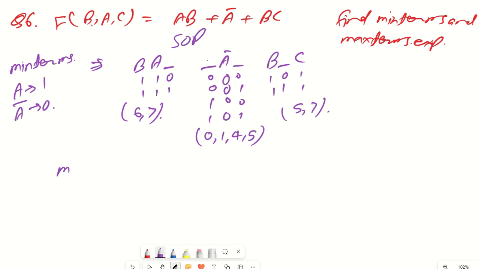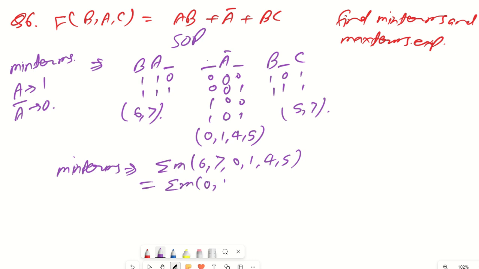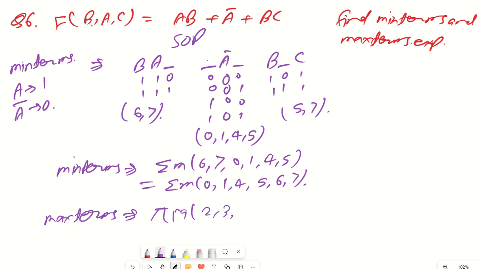So the min term expression is going to be the summation of terms like 6 7, 0 1 4 5 and 7 is done. So if you rearrange them, it is going to be summation of 0 1 4 5 6 7. And if you find out the max term, that is going to come up as multiplication of 2 3. So only these two terms. So this is how we collect this.